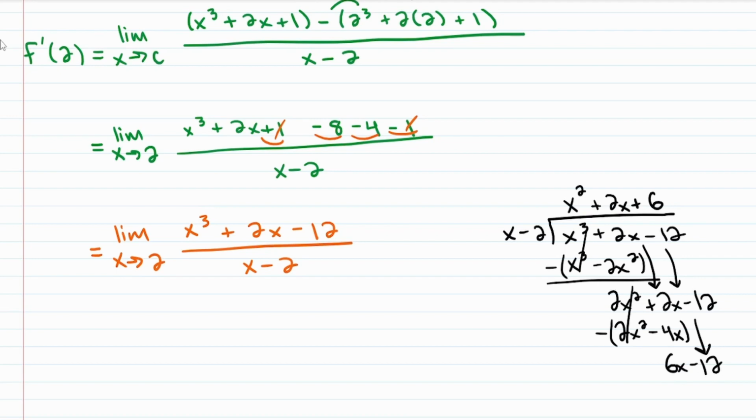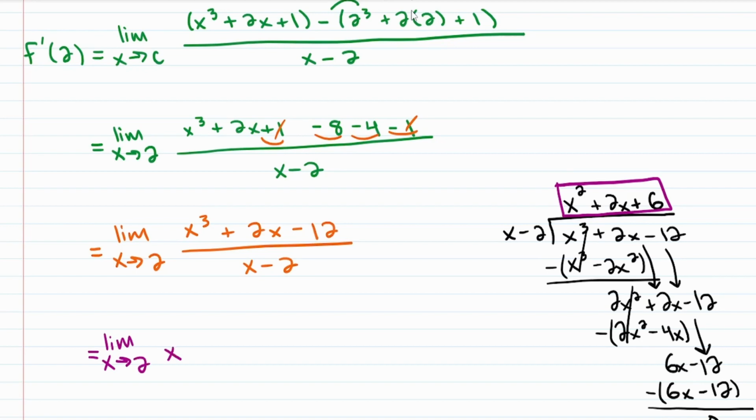Distribute that would give us 6x minus 12. We subtract that, and our signs would flip, and we would end up with a nice 0 remainder. So this value is what would be left once we divide x cubed plus 2x minus 12 by x minus 2. So we can rewrite our limit now using that limit as x approaches 2.